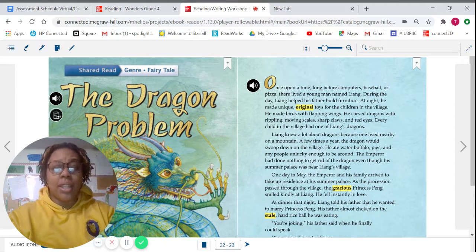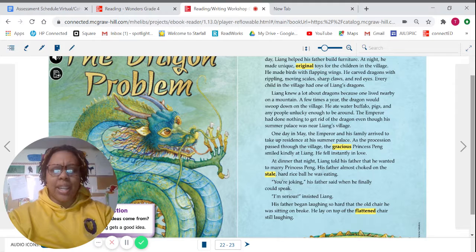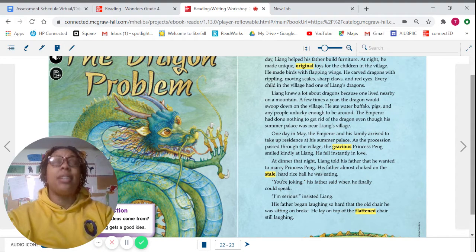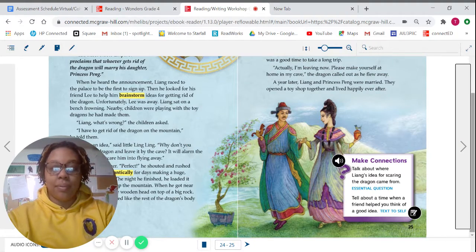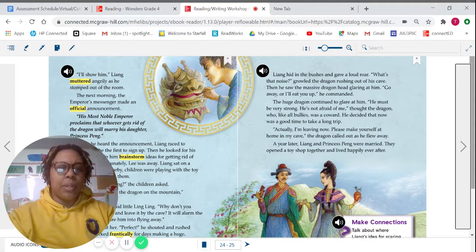"You're joking," his father said when he finally could speak. "I'm serious," insisted Liang. His father began laughing so hard that the old chair he was sitting on broke. He lay on top of the flattened chair, still laughing. "I'll show him," Liang muttered angrily as he stomped out of the room.